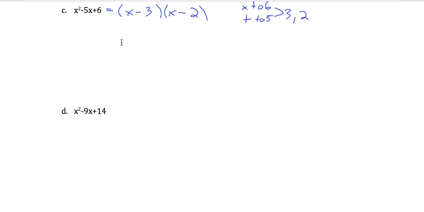Everybody try problem D, pause, and then come back. I'm assuming you've done that. You should have been looking for numbers that multiply to 14 and add to 9. Those would be 7 and 2. And they both get minus signs, so we get a negative 9 in the middle, but a positive 14 at the end.